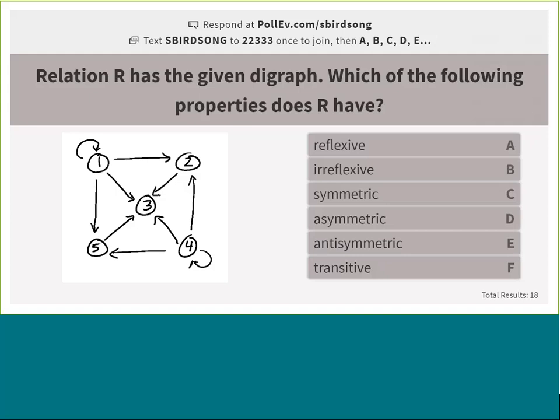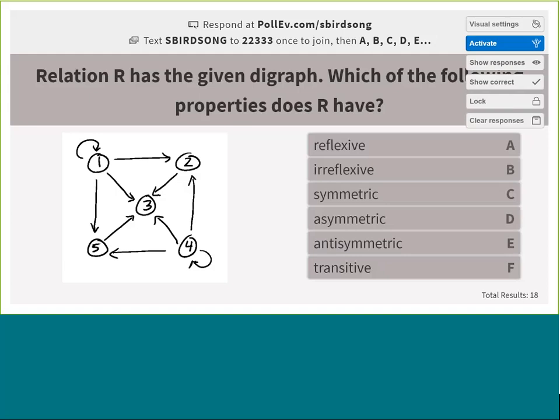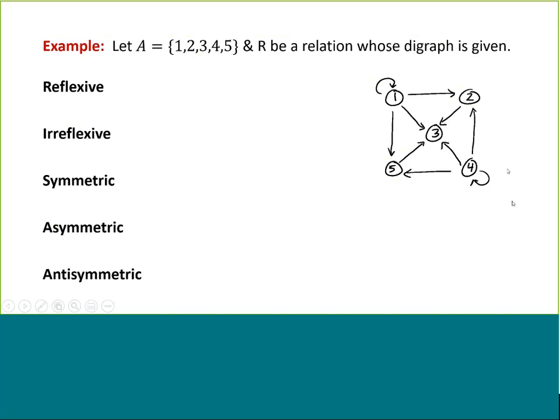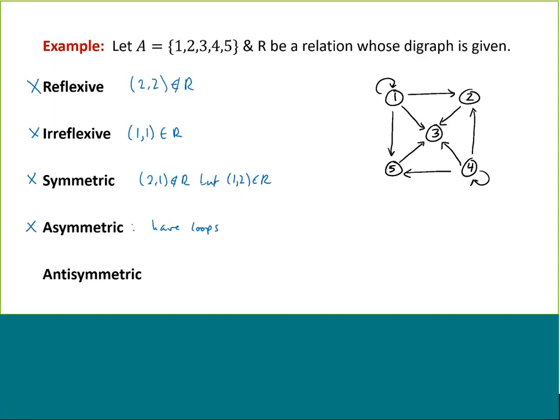Okay, so that's the crash course in terms of why those guys work. So let us jump to the next slide where I can actually write on this thing. Okay, so reflexive, no, because of 2-2. Irreflexive, no, because of 1-1. You can use different loops or not loops. Symmetric, no, because 2-1 isn't in the relation, but 1-2 is in the relation. Asymmetric, no, because we have loops. And antisymmetric, yes, it is. Okay, so that's what we've talked about so far.